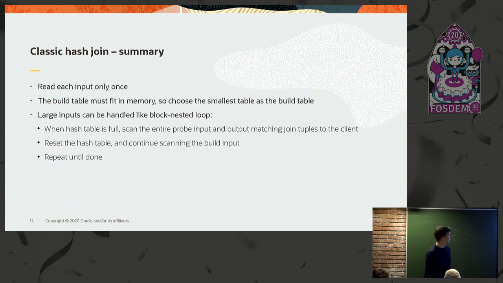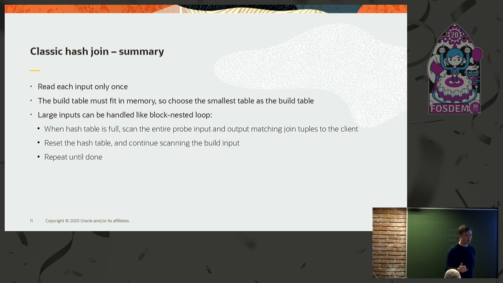So the benefit here is that you read each input only once. But in order for that to work, the build table has to fit in memory, of course. That is why we choose the smallest table as the build table, measured in size or bytes, not in number of rows. Larger inputs can also be handled like block nested loop does, where once the hash table goes full, you do the probe phase by reading the entire probe input.